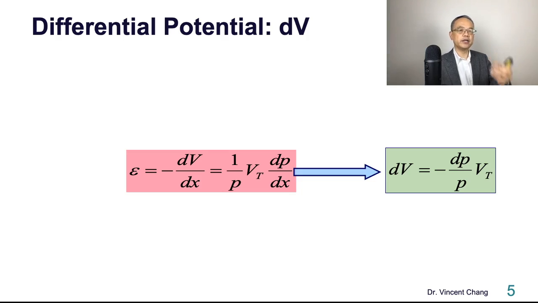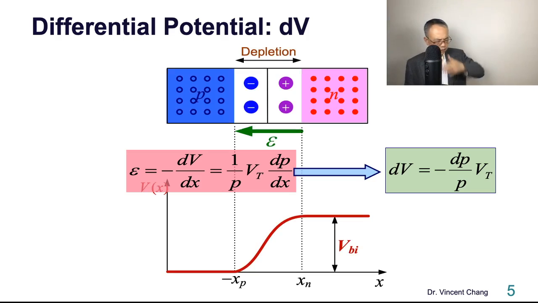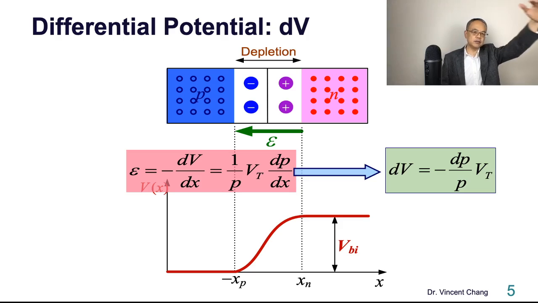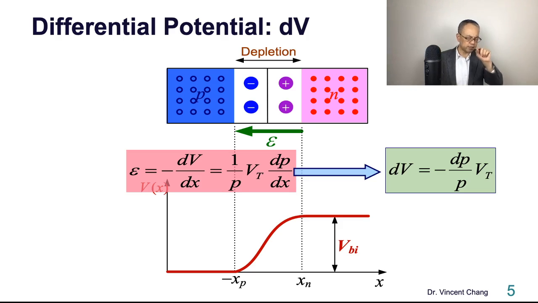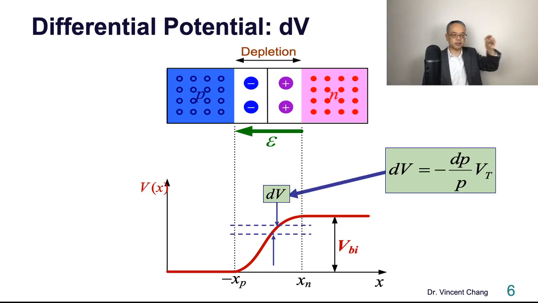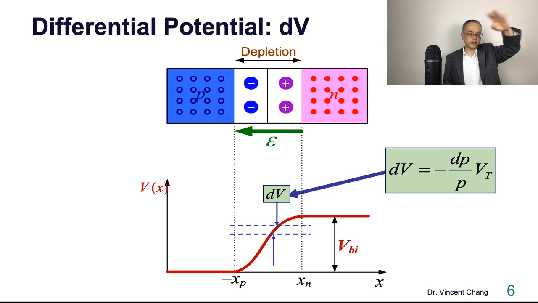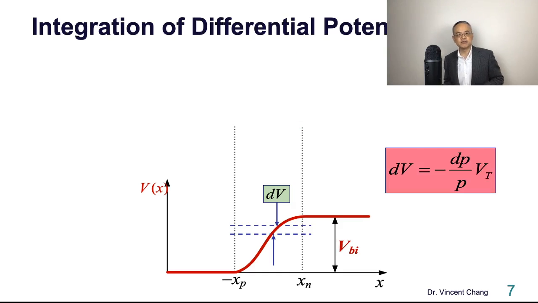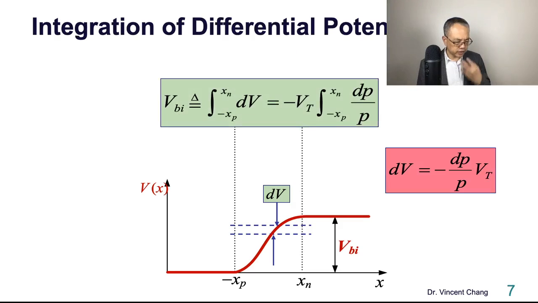For the whole carrier, what is the dV? We know this is the electrostatic potential distribution along the diode. So the dV is any differential segment of the potential curve. I'm trying to give you a hint of what? You need the integration.